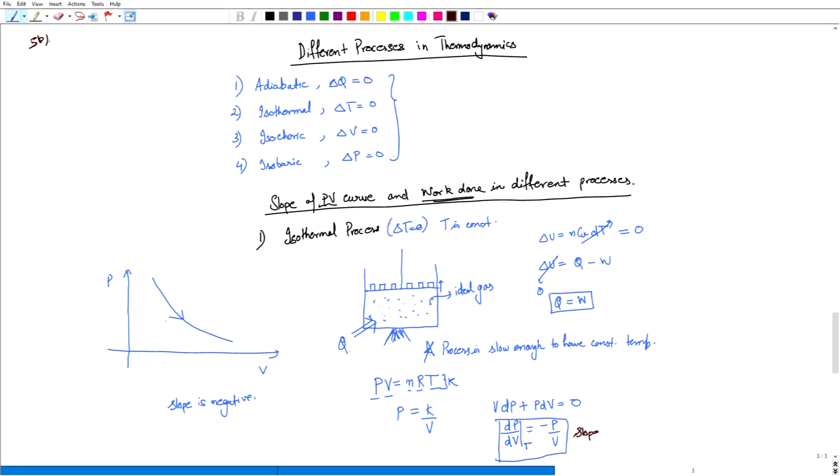So hi everyone. In the last part of the lecture, we discussed different processes in thermodynamics, and we are looking at all these processes more carefully. We have just looked at the isothermal process. We calculated the slope of the PV curve. Now we need to find out the work done in an isothermal process.